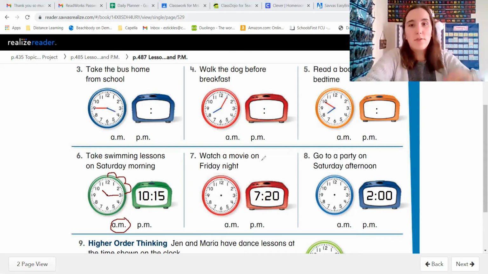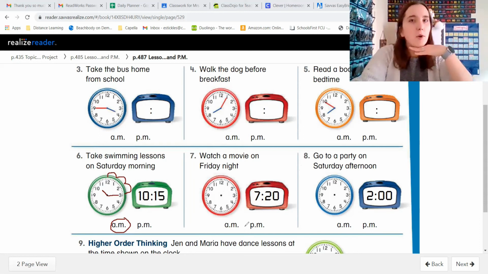Okay, you're going to do number 7. It's watching a movie on Friday night. So draw your time on your analog clock with your short hour hand and your long minute hand, and then circle if that would be in the AM or in the PM.